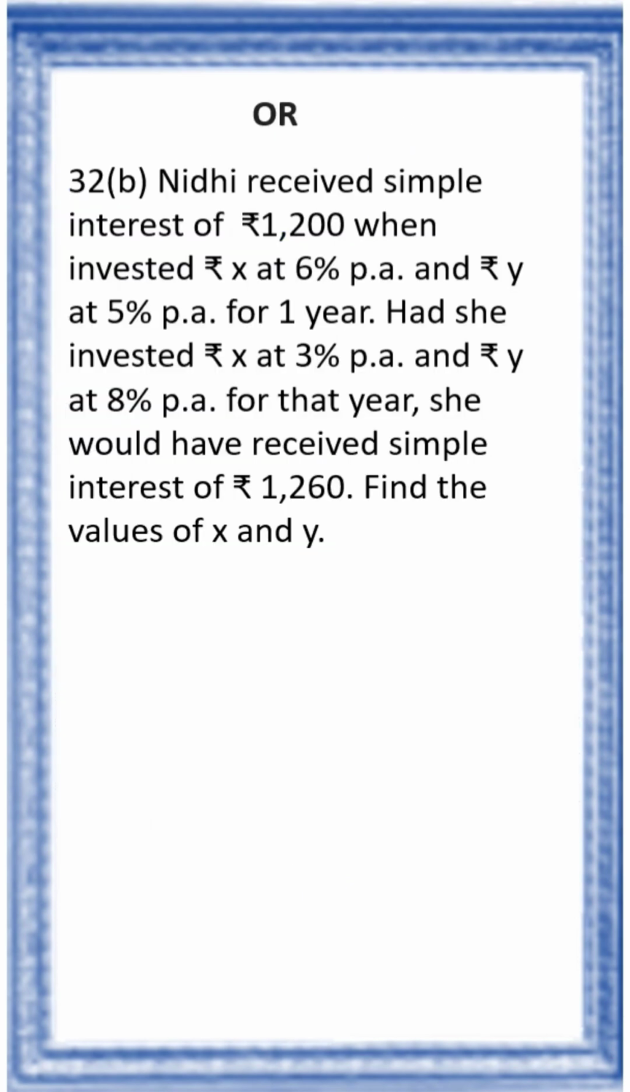Now let us solve 32nd B. Nidhi received simple interest of 1200 rupees when invested rupees x at 6% per annum and rupees y at 5% per annum for 1 year. Had she invested rupees x at 3% per annum and y at 8% per annum for that year, she would have received simple interest of 1,260. Find the values of x and y.